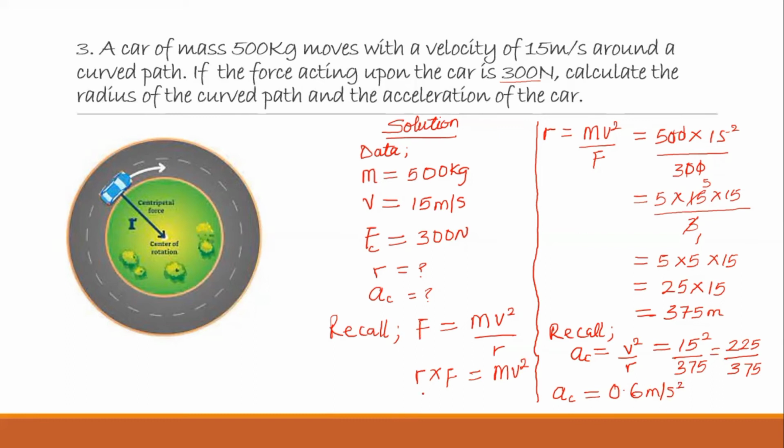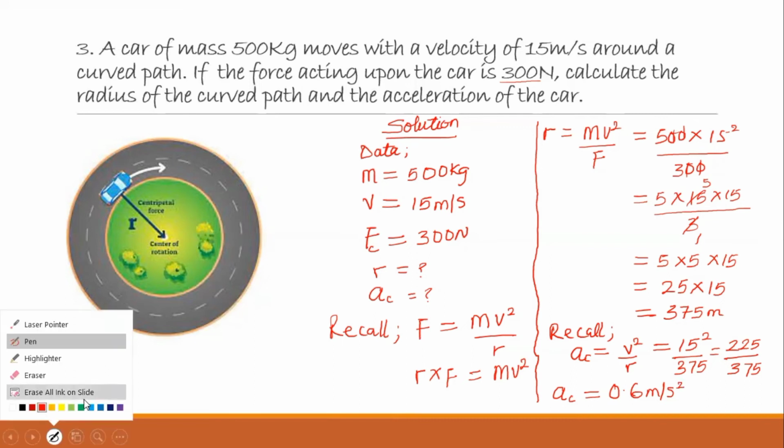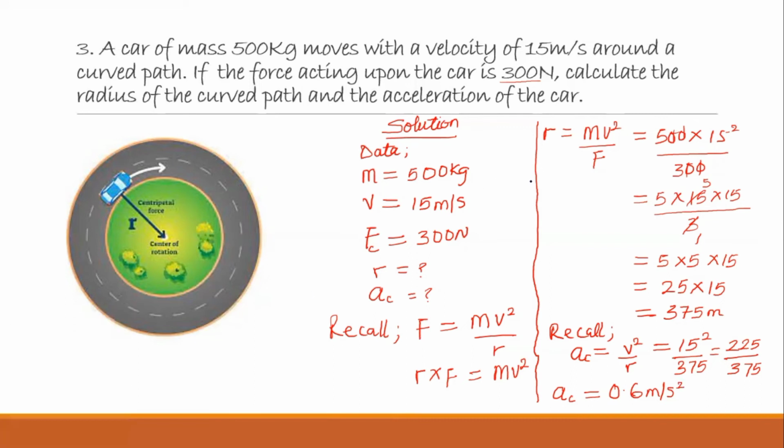So make sure you take note of these formulas. They are very, very important. Take note of these formulas. F is equal to mv squared, take note of this formula, V squared all over R. So that is that about it, number 3.